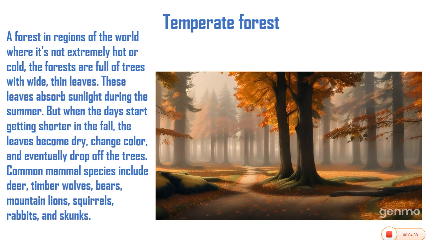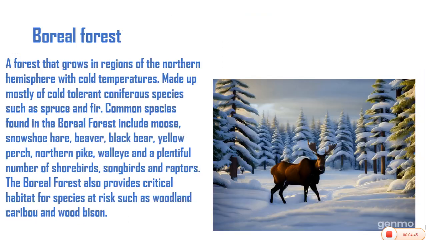A boreal forest is a forest that grows in regions of the northern hemisphere with cold temperature. It is made up of mostly cold-tolerant coniferous species such as spruce and fir. The image on the screen is showing us what the boreal forest looks like. You see that the area is covered with snow. That means that the temperature here is very low, and the trees here are species that can withstand this type of weather. These are the trees that can withstand cold weather or snow.